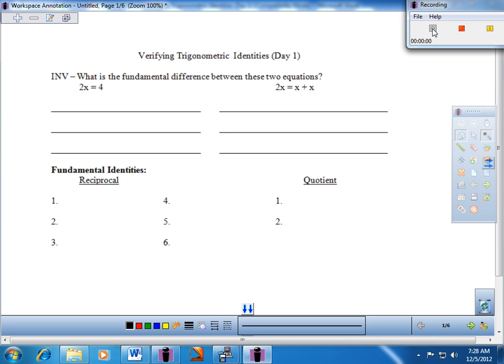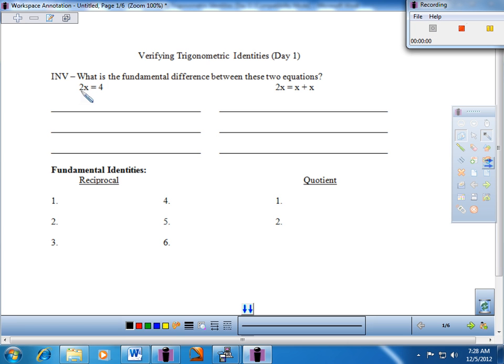So I think what we'll do right away is start out with the little investigation that you see at the top. Let me go ahead and read it and have you think about it for a moment, and we'll write a few things in. It says, what is the fundamental difference between these two equations? So let's take a look here, everybody.